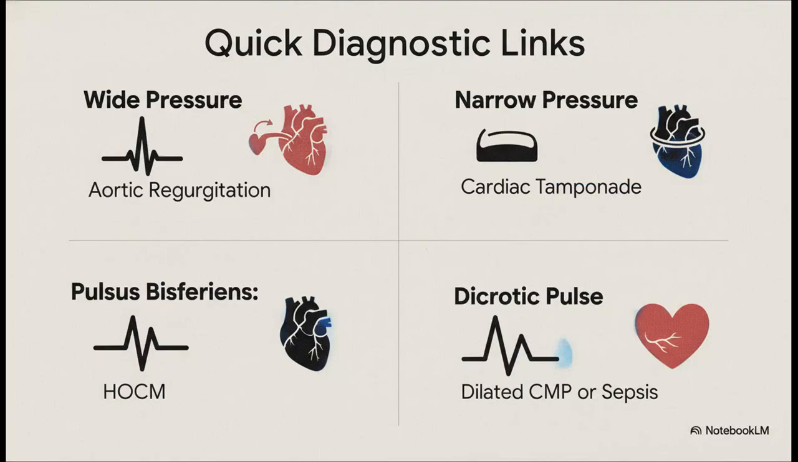And here's your rapid-fire cheat sheet. If you feel a wide pressure, greater than 50, you should be thinking aortic regurgitation. If you feel a narrow pressure, less than 20, your mind needs to immediately go to cardiac tamponade. If you feel that double systolic beat, Pulsus Bisferiens, think HOCM. And if you feel that systolic-diastolic double beat, the Dicrotic pulse, think severe heart failure, like a dilated cardiomyopathy or sepsis. These are your high-yield links.